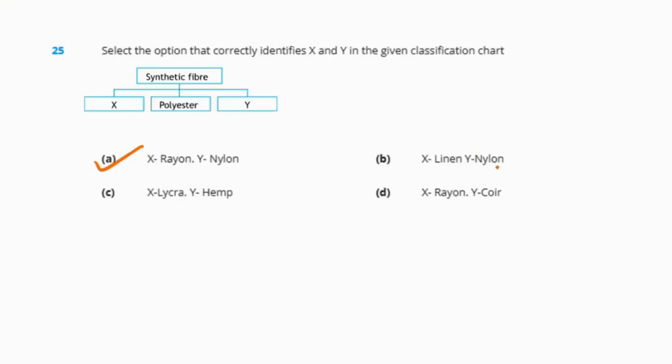Second one, X is linen, Y is nylon. No, that is wrong because linen is a natural fiber, whereas nylon is a synthetic fiber. Lycra and hemp: this is also wrong because hemp is a natural fiber and lycra is a synthetic fiber. Rayon and coir: that is also wrong because rayon is a synthetic fiber and coir is a natural fiber. So option A is the correct answer. Both are synthetic fibers.